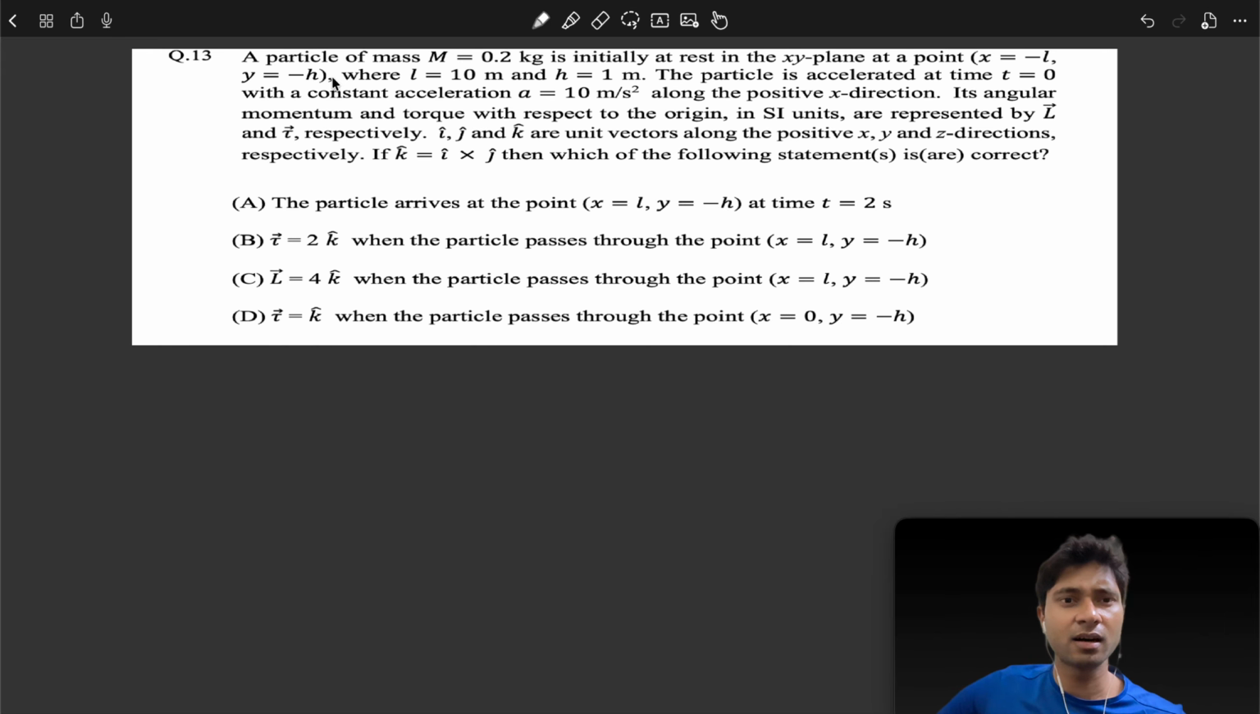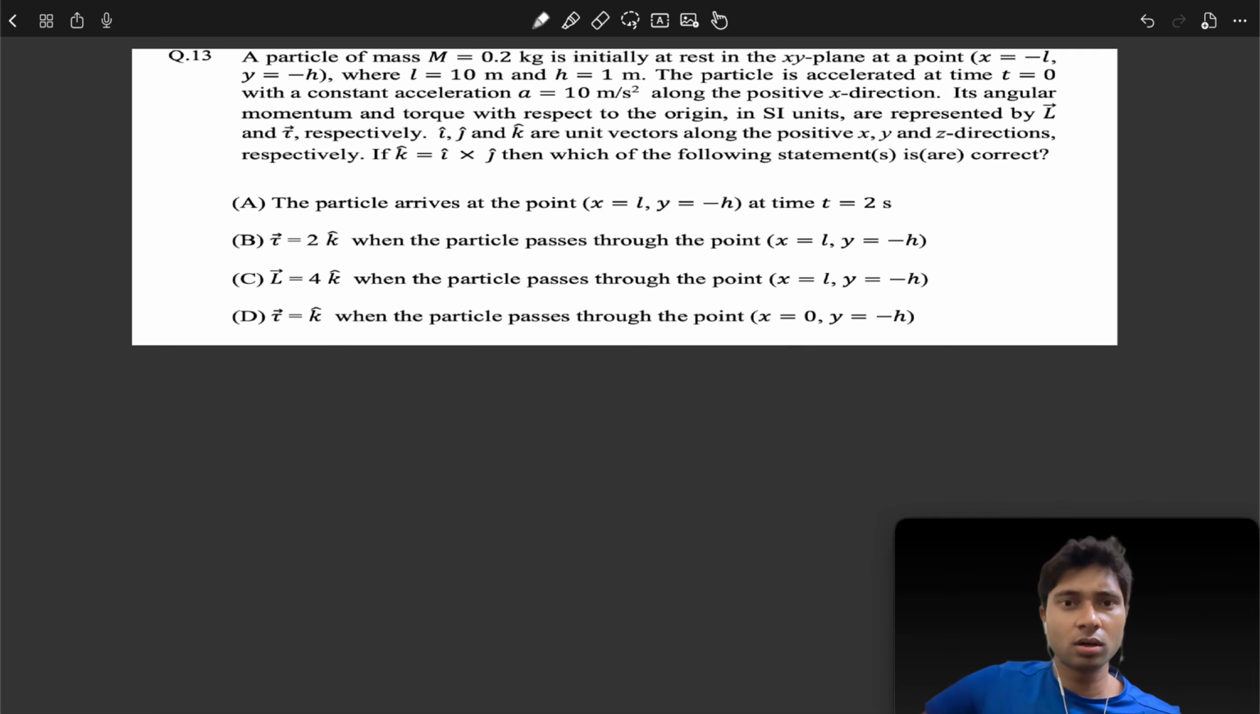It was given that a particle of mass 0.2 kg is initially at rest in the xy plane at point x equal to minus L, y equal to minus h, where L and h are 10 and 1 respectively. The particle is accelerated at time t equal to 0 with a constant acceleration of 10 meter per second square along the positive x direction. Its angular momentum and torque with respect to origin in SI units are represented by L and tau. i, j, k are the unit vectors along the positive x, y, z direction as usual. If k is i cross j, then which of the following statements are correct?